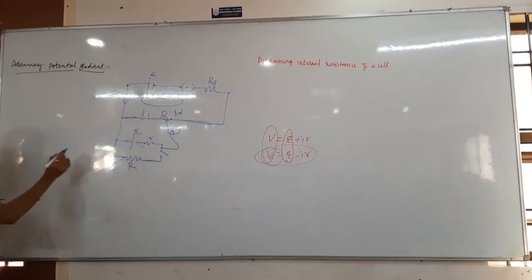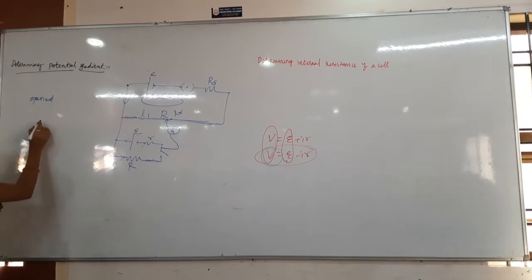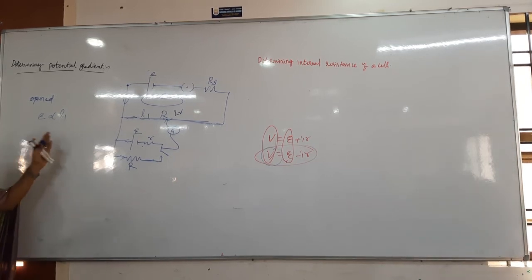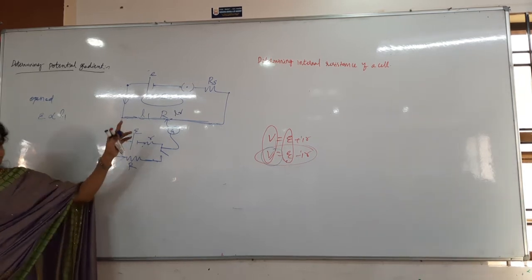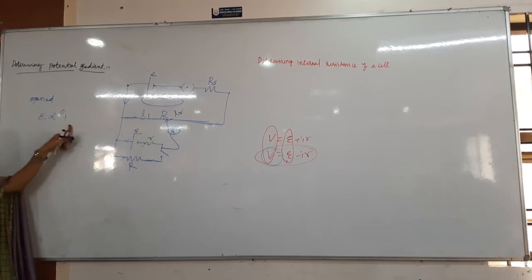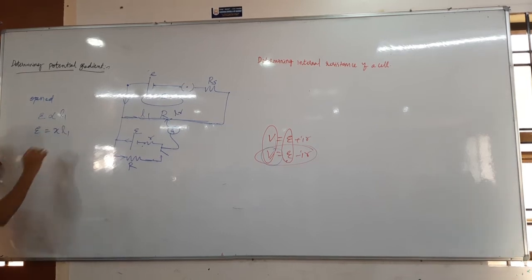Now whenever I have opened the switch, E is directly proportional to L1. Can I say that? What is the potentiometer principle? The potential is directly proportional to the length of the balancing point. So here, whenever I open the switch, my potential is the EMF. That EMF is balancing at what length? L1. So E is directly proportional to L1. Then I can simply say E is equal to X into L1.